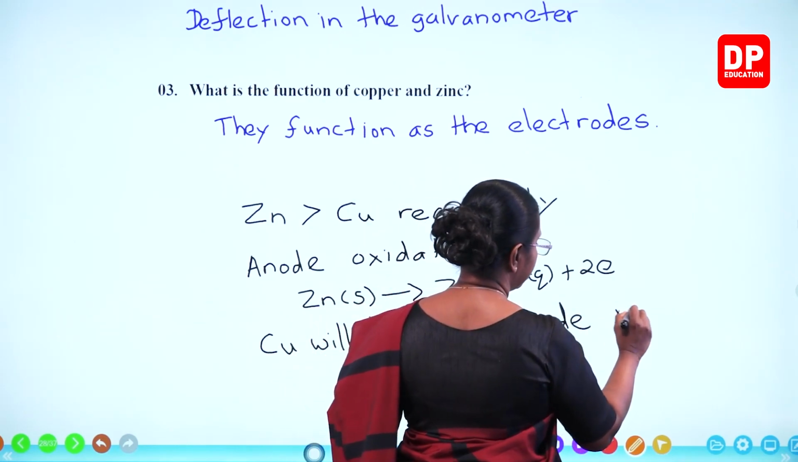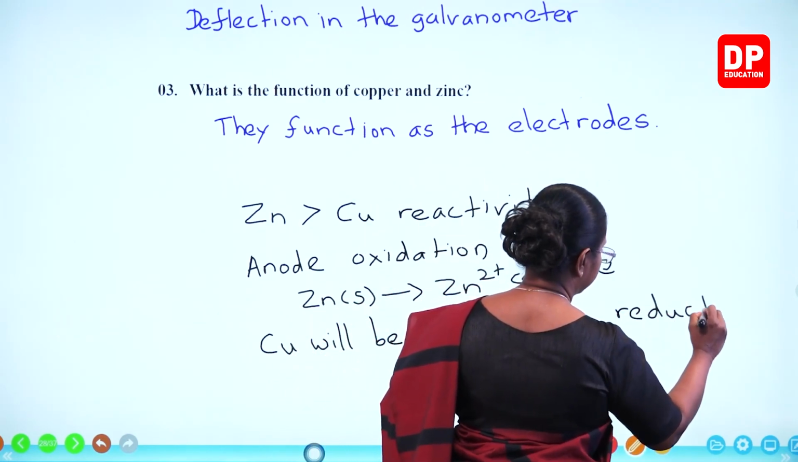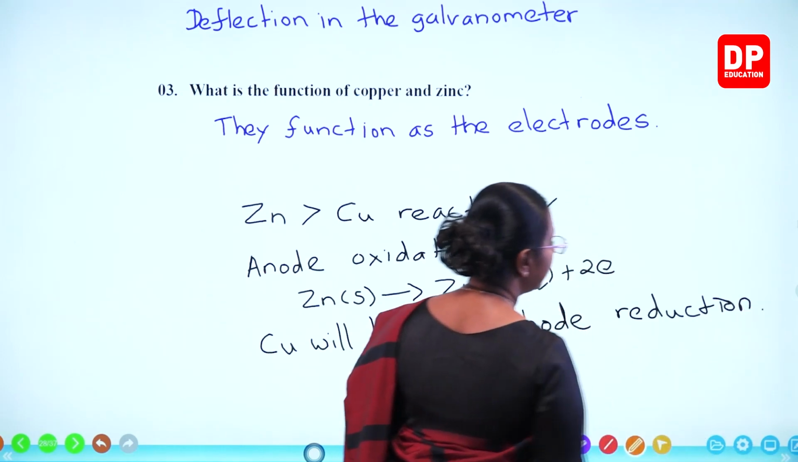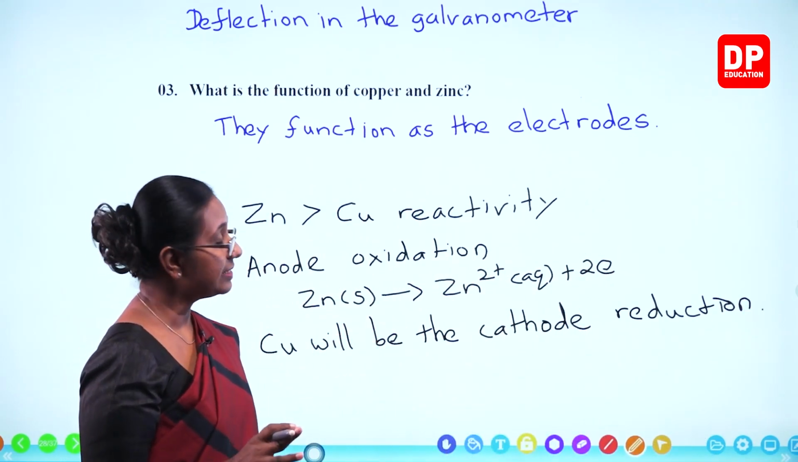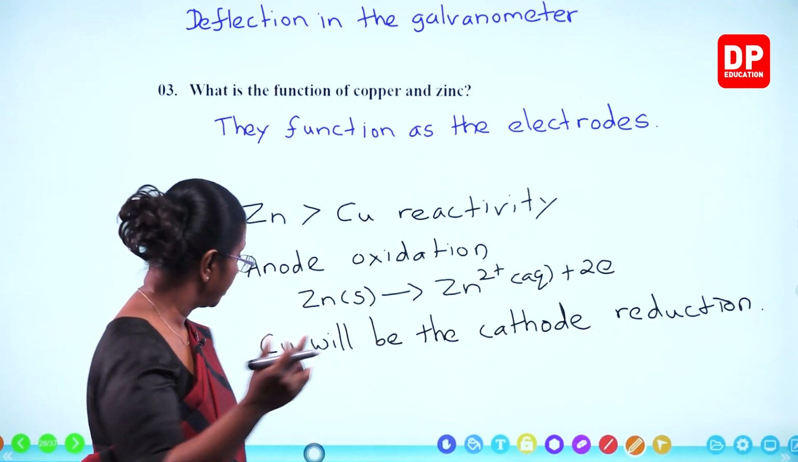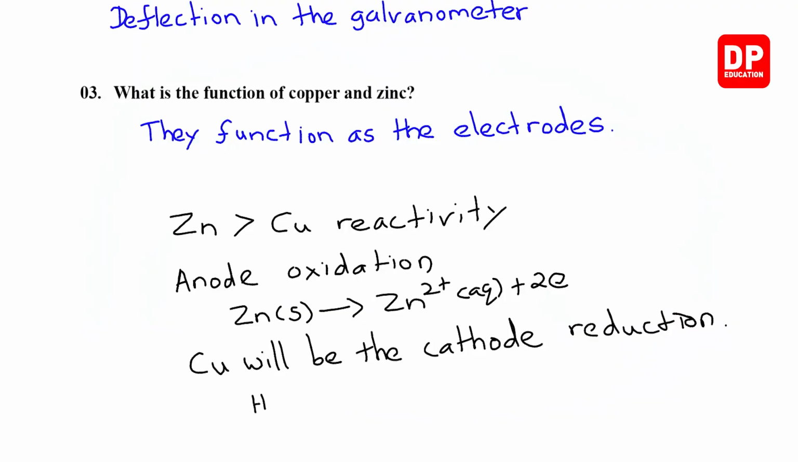That is where reduction takes place. Here, how will the reduction occur? You all know in acids there are H plus ions. So, the H plus ions will take up electrons and form H2 gas.